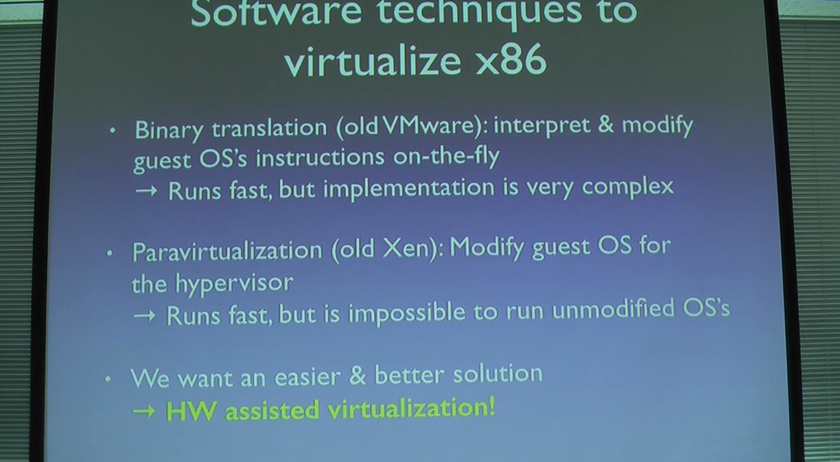I'm talking about the time when there was no hardware-assisted virtualization, so the hypervisor needed to virtualize using some software techniques. Old VMware had binary translation technology, which interprets and modifies guest operating system instructions on the fly before the real CPU executes them. So it runs fast, but the implementation is very complex. It's hard to implement.